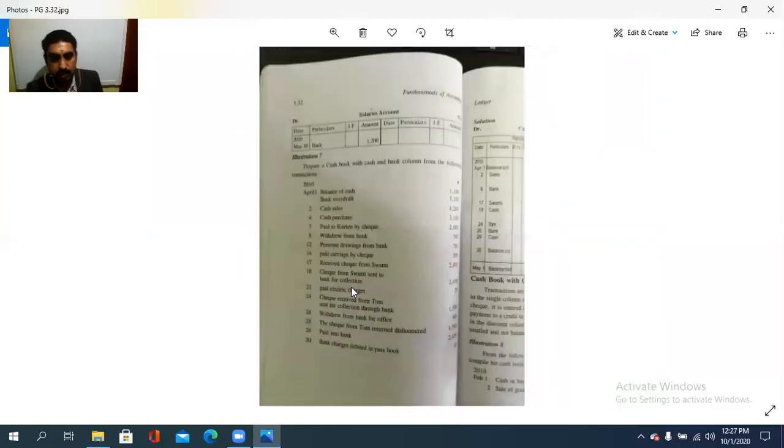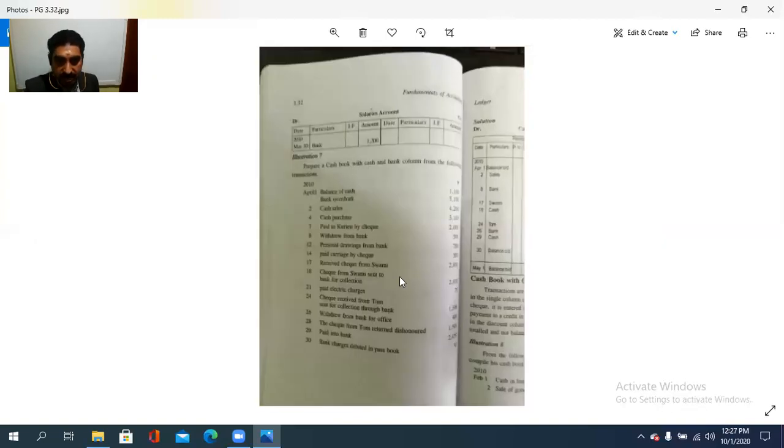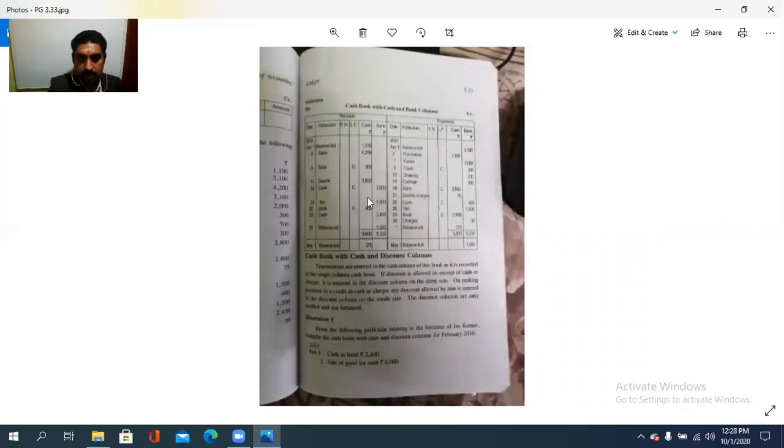Then withdrew from bank for office use. Office purpose bank withdrew. Entry: cash account debtor to bank, isn't it? So cash account debtor to bank in the cash column and by cash in the bank column. To cash in the bank column, look, 2,450, and by bank in the cash column, isn't it? That is the case. Withdrew from bank for office use on the 26th. Yes, that is a contra entry, isn't it?